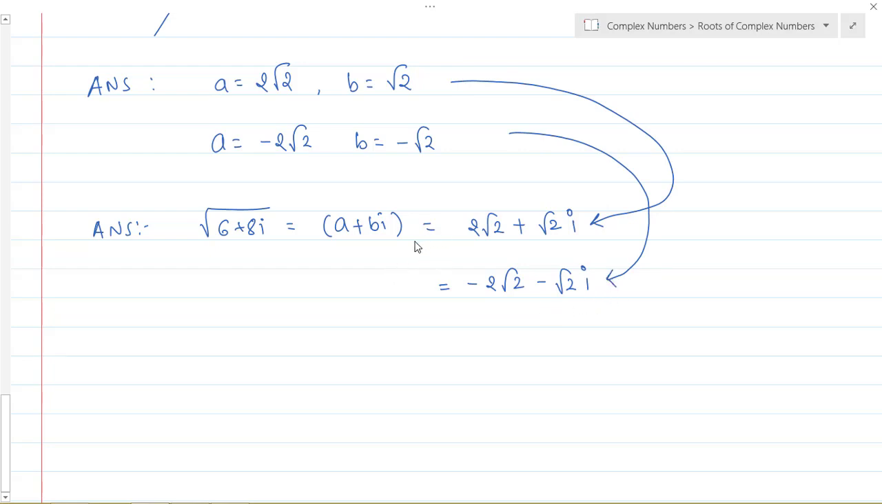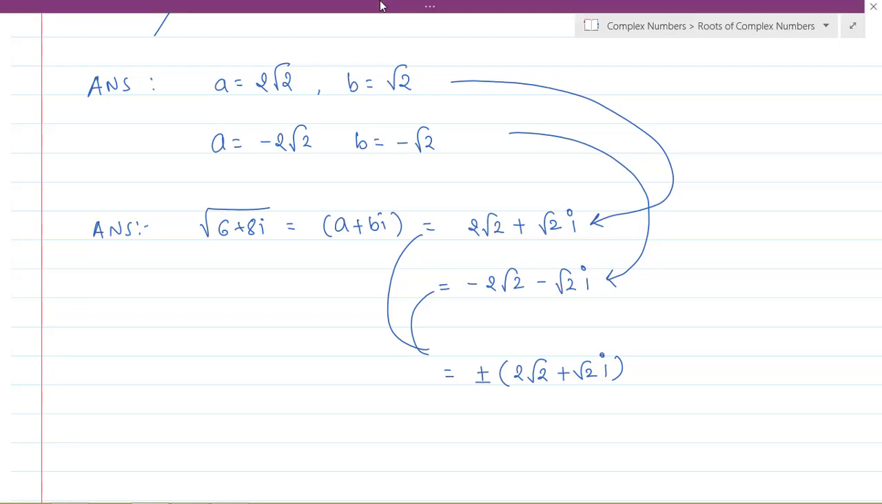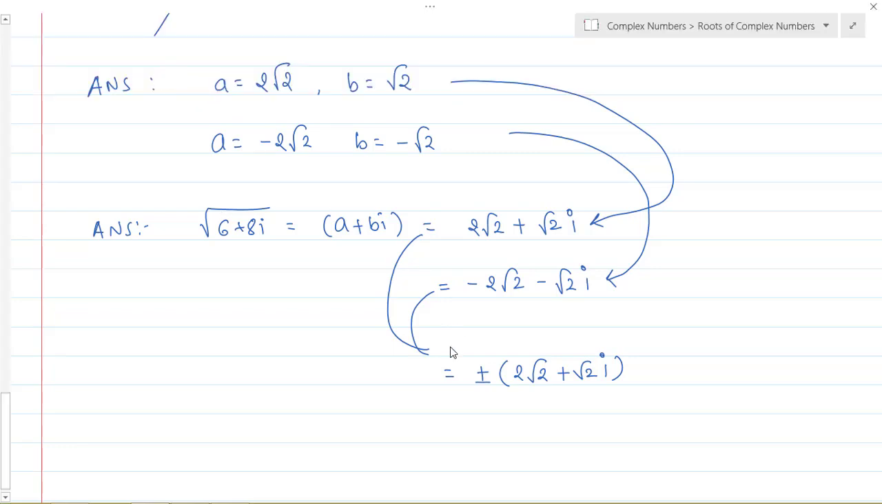I hope you are getting this. So if I want to combine these two, what I can write here is, it is equal to plus or minus 2 root 2 plus root 2i. Okay, so this is what the root of this number is. Perfect. Okay, that's it. So this is what the answer for your question is. The root of 6 plus 8i is equal to 2 root 2 plus root 2i. Perfect. So let me put this in a small box, so that it will be easy for us to know this is my answer.